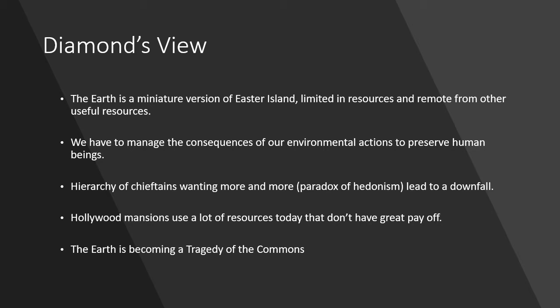And so we're kind of remote in the same way that the people on Easter Island were remote from a lot of the different lands as well. It's not to say that there aren't places further out that have resources that could one day be beneficial. But for the technology that we have currently, it seems as though there's not a lot that we can do to save ourselves. And so, from Diamond's perspective, we have to be able to manage the consequences of our environmental actions if we're going to preserve our own lives.